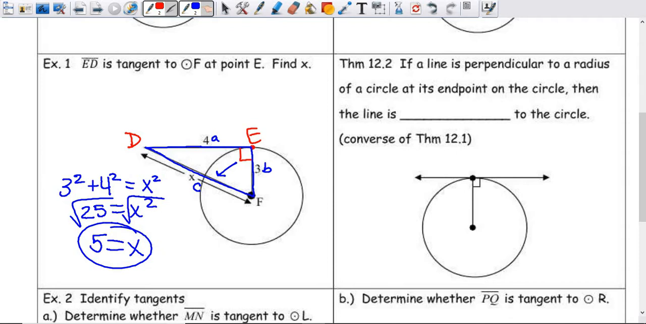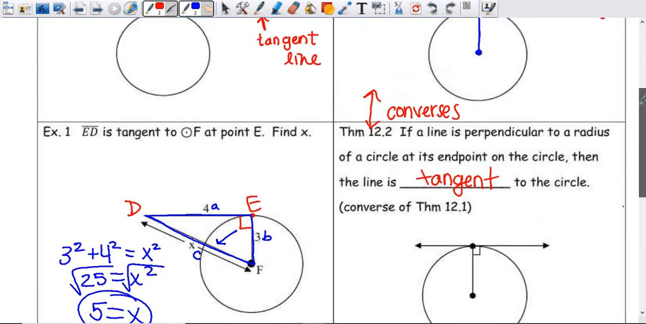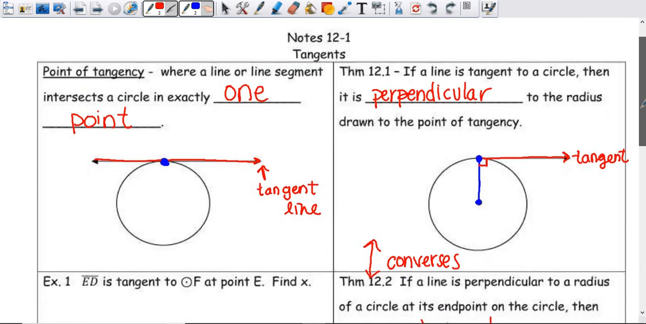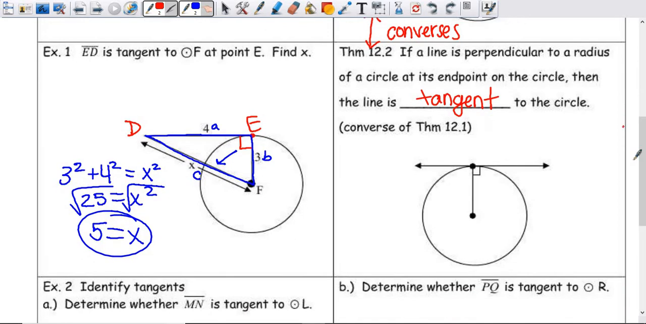All right. Now let's look at our next theorem. If a line is perpendicular to a radius of a circle at its endpoint on the circle, then the line is tangent. So basically, these two theorems right here are just converses of each other. All that happened was that the order changed. Remember, converse is like the shoes, you switch your laces, so we're just switching the order of the statements. So up at the top it said, if the line's tangent, then it's perpendicular to a radius. This says if a line's perpendicular to a radius, then it's tangent.